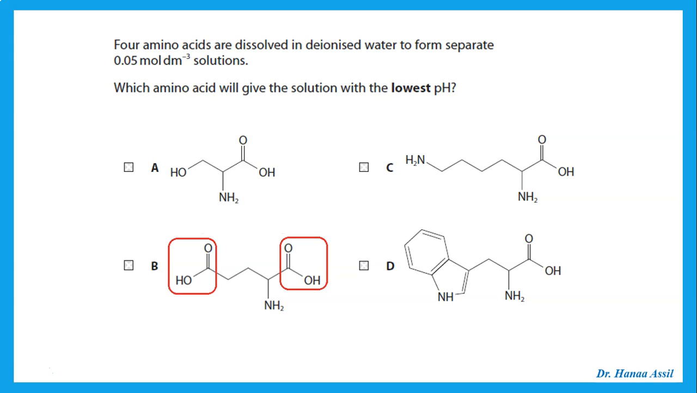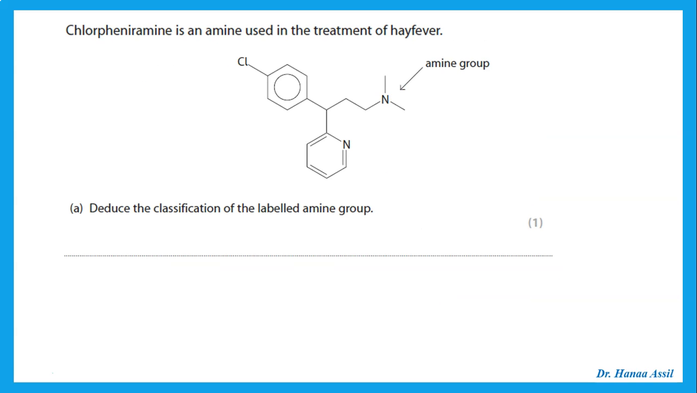So obviously this one has 2 acid groups. The others all have only 1 acidic group. So this would be the one with the lowest pH. Okay, what about this one? Deduce the classification of the labeled amine group. What type of amine is that?